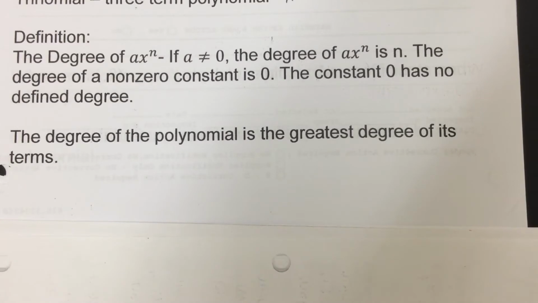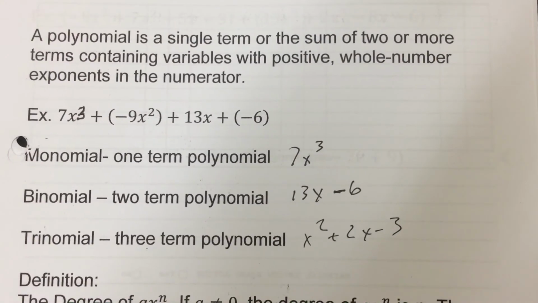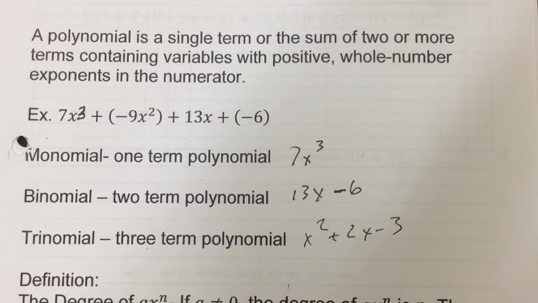Now, the degree of a polynomial is going to be the greatest degree of its terms. So whichever your highest exponent is, that's going to be the degree of the polynomial. So like this one, if we go back here, we have x to the third, x squared, x, and then the constant. The biggest one of those is a 3, so this would be a 3rd degree. If the biggest was a 7, it'd be a 7th degree. So whatever that biggest exponent is.